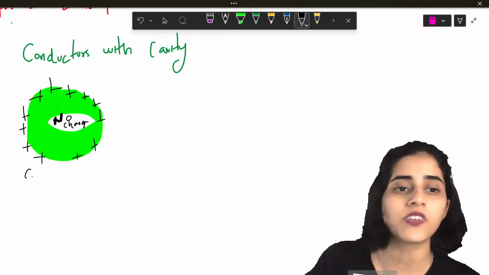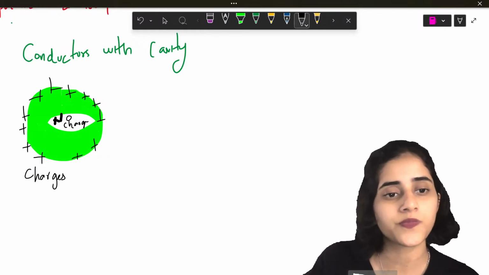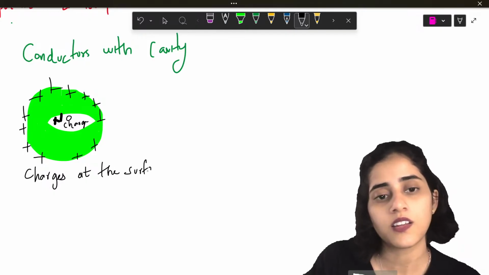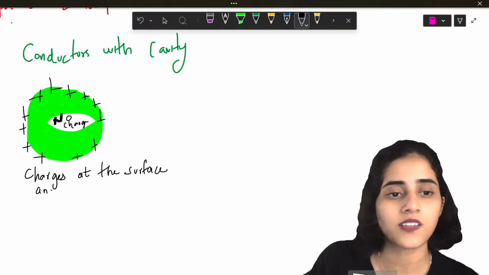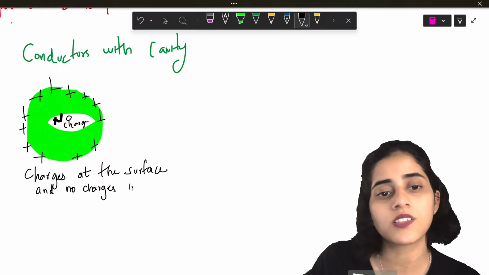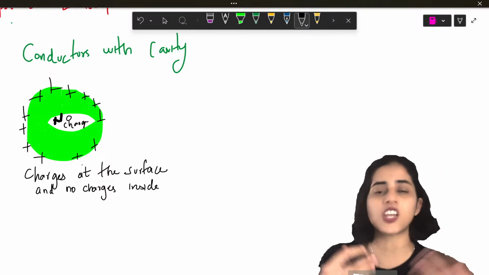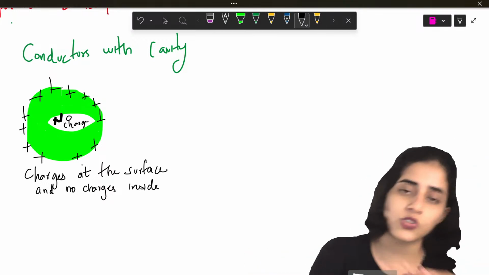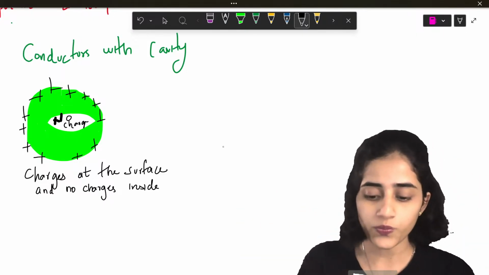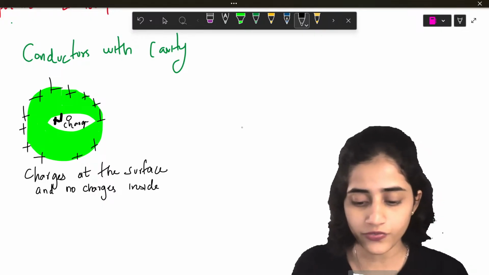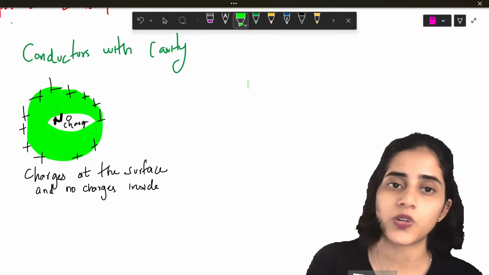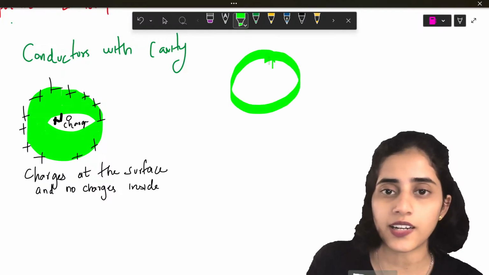A conductor will have charges at the surface. It will have charges at the surface and no charges inside. So this is how generally a conductor is going to be. It's going to have charges on the surface, no charges inside. Now, imagine I have a charge inside. Okay. So what I'm going to do is, I'm going to take the conductor.